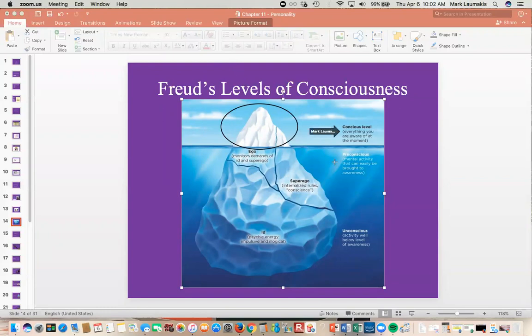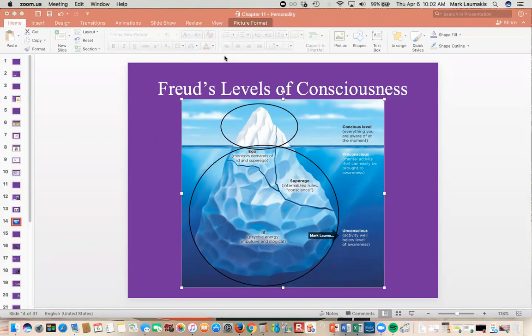This model would suggest that most of what's driving what you're doing is buried down below in this iceberg, right? So it's down here in the unconscious, right? Activity that's going on well below your level of awareness. That's the vast majority of the driving force behind your behavior, the stuff that's making you do what you do.